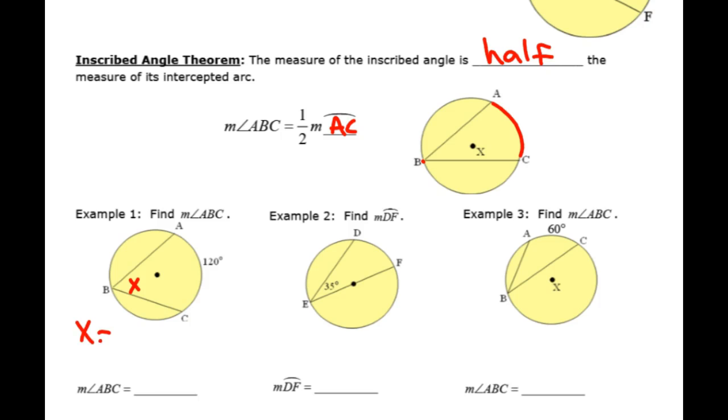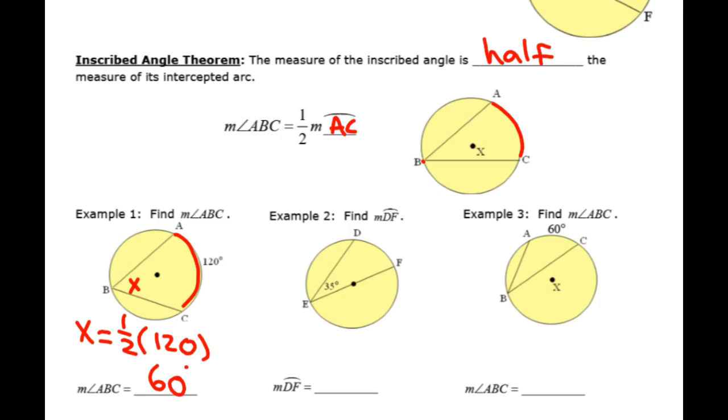So X equals just half. 1/2 of the arc. What's the arc? 120. So just what's 1/2 of 120? 60. Easy, right? Hopefully. If it's on the edge, it's just half of the arc. That's it. No adding, no subtracting, just half.